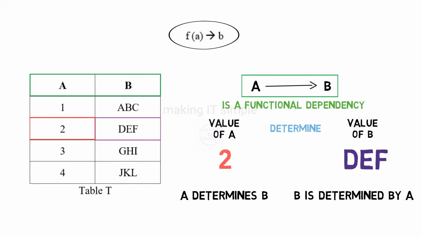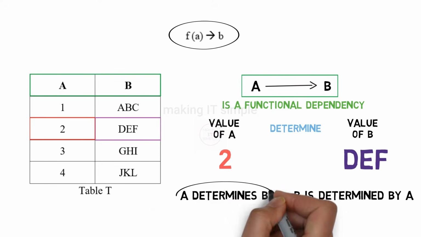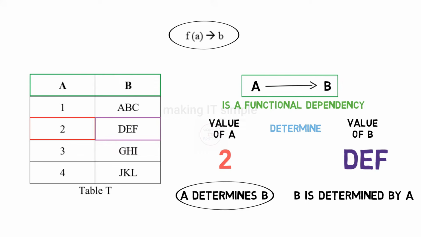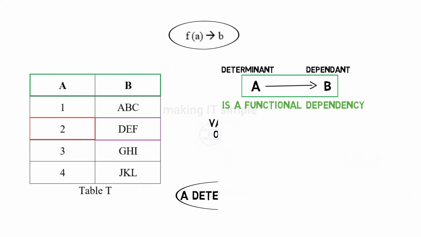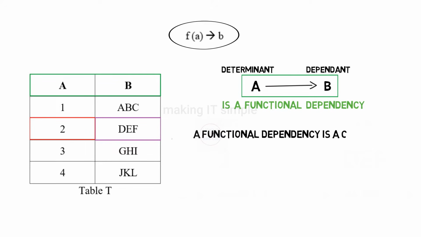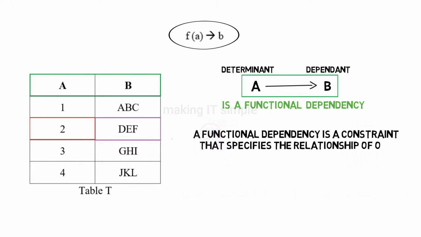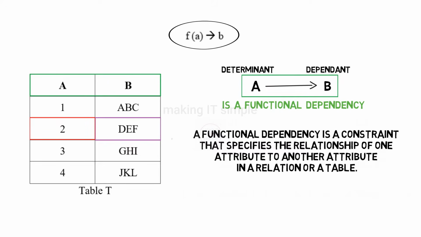So in functional dependency, the attribute which is used to determine other attribute is called determinant. And the attribute which is determined using the determinant is called dependent. So the definition of the functional dependency states that a functional dependency is a constraint that specifies the relationship of one attribute to another attribute in a relation or a table.